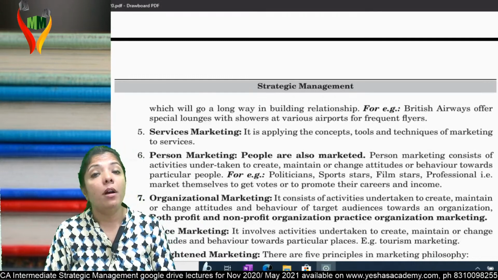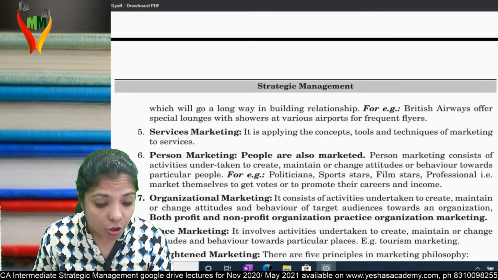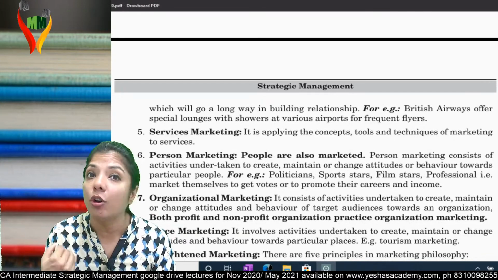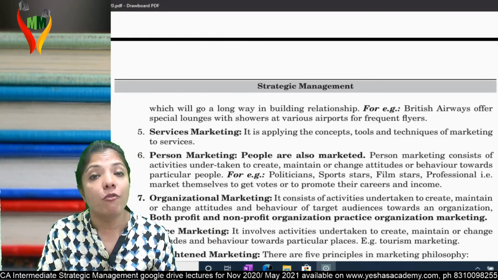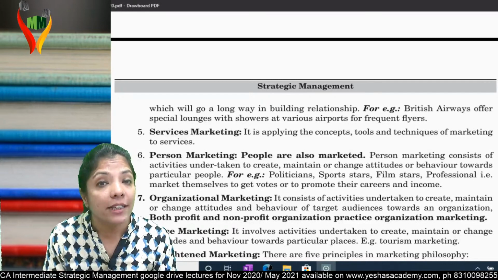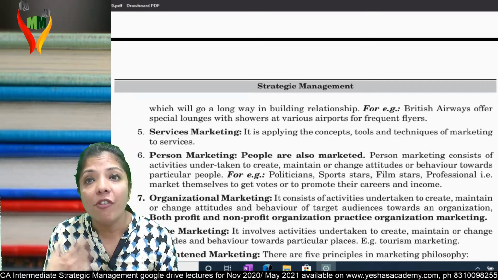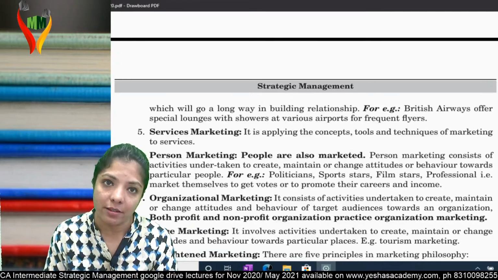What's next? Person marketing. What's person marketing? Marketing the person. Boss, you have to market yourself. Nobody will come to know what you are good at. You have to come and speak out that this is where I am good. Politicians, sports stars, film stars, professionals, all market themselves to promote their careers.